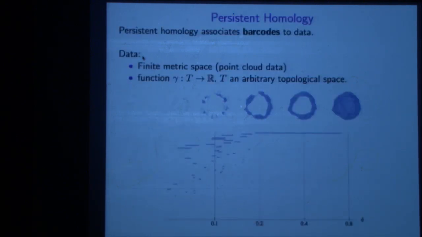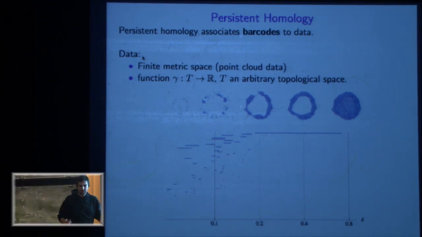Okay, so let's talk about 1D persistence. As I told you, persistent homology associates barcodes to data, and here's the picture with the small point cloud data circle on it again. So what do we mean by data when we say that persistent homology associates barcodes to data? Well, typically we mean one of two things. Either data is a finite metric space, which may or may not be embedded into a nice space like a Euclidean space.